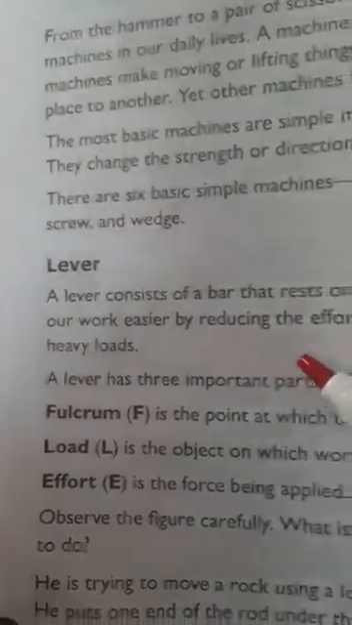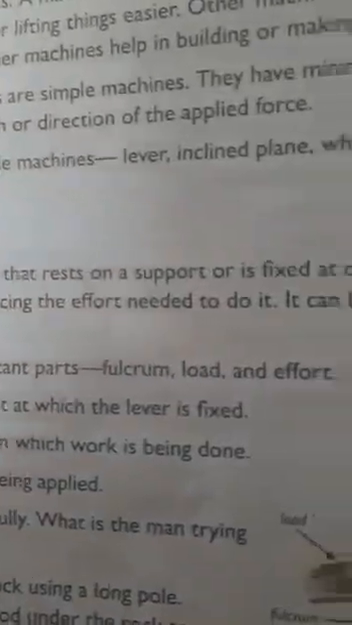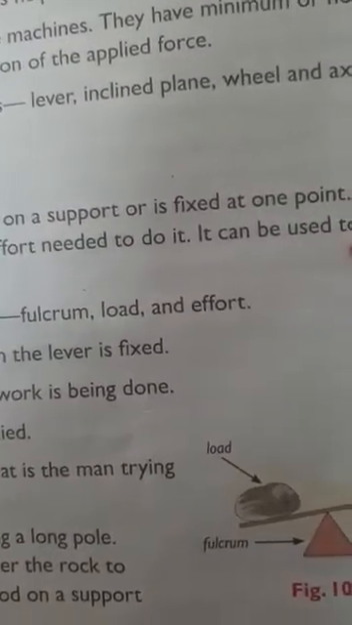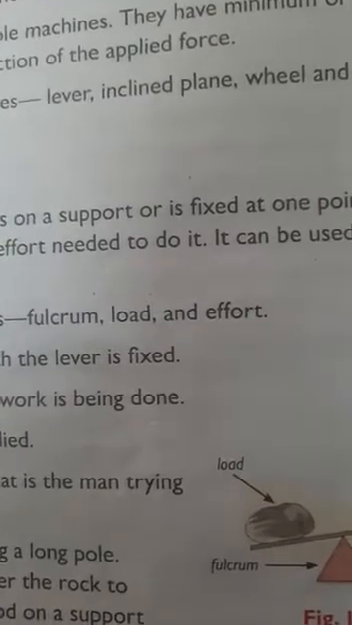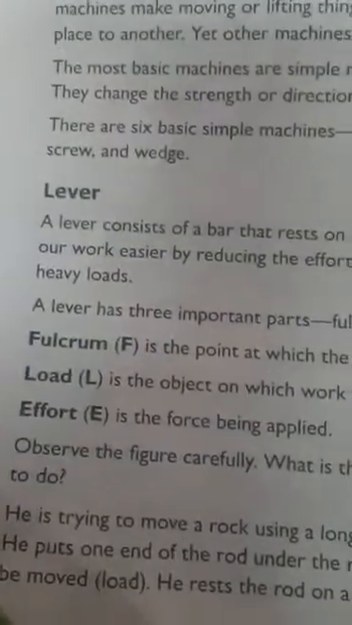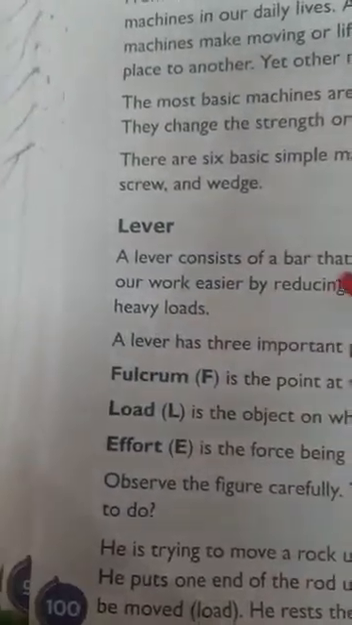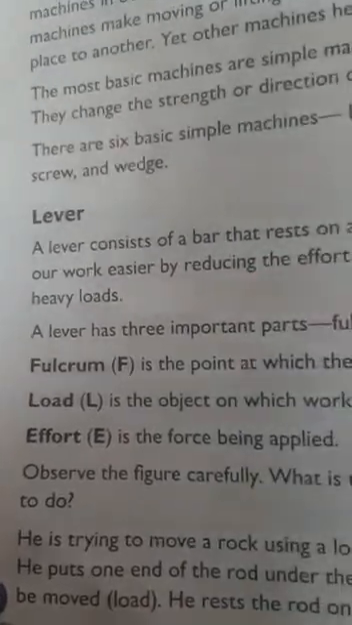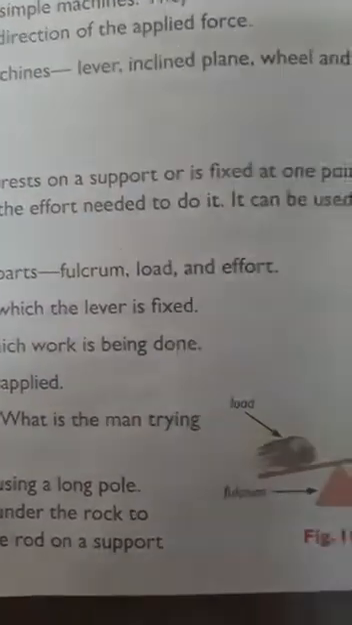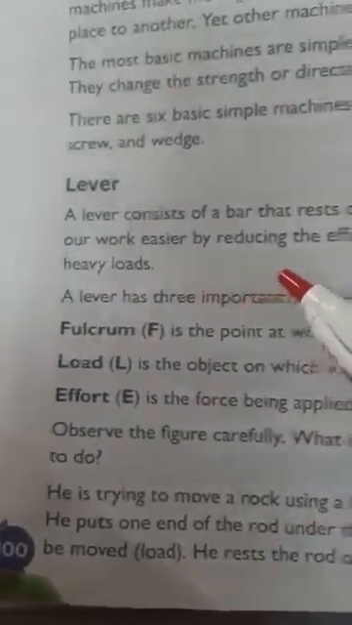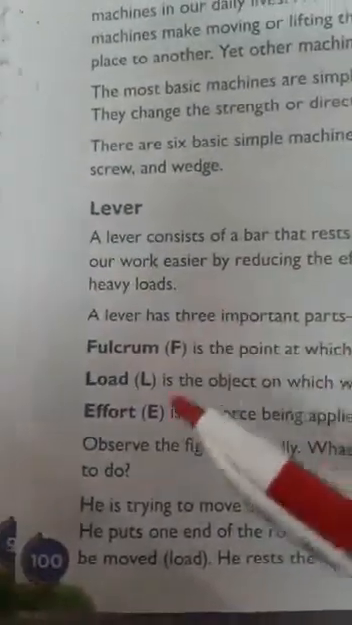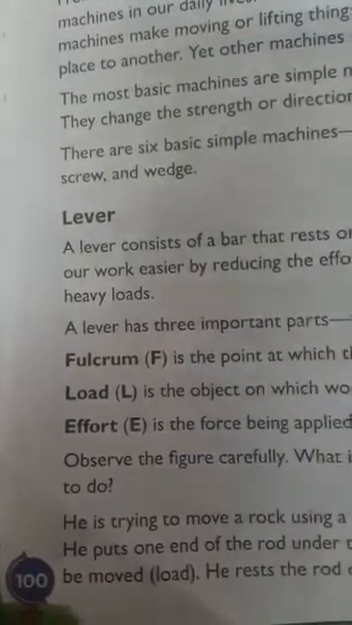First is lever. A lever consists of a bar that rests on a support or is fixed at one point. You might have seen in the nail cutter, the upper part which we raise up and fold for cutting the nails. That one single lever is fixed on a point. A lever makes our work easier by reducing the effort needed. It can be used to move or lift heavy loads. So nail cutter is a simple example for the lever.